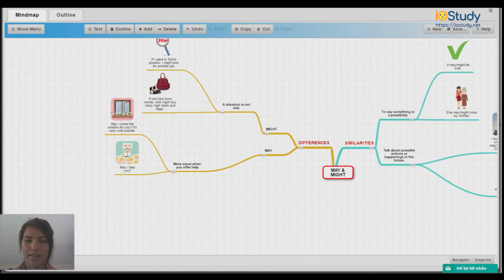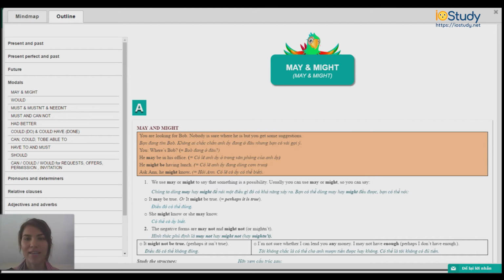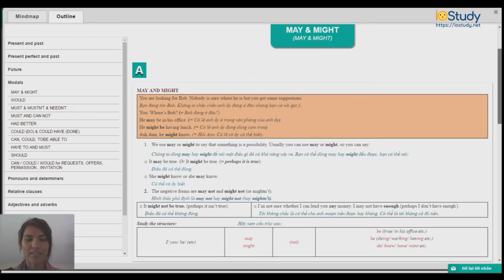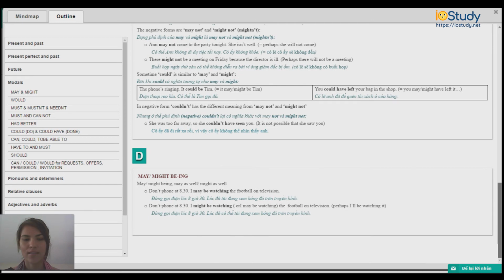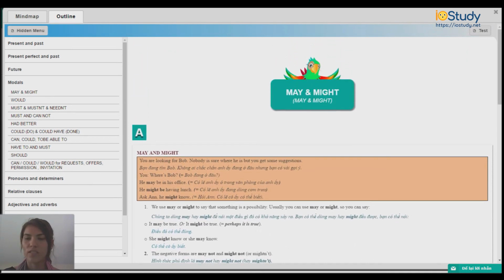Okay, so now we have your complete mind map here. Go ahead and come back to this for your reference later on. And next we move to the outline. So the outline of may and might. You can scroll through this to find a situation to consider, further explanations, and examples of sentences. So you read through this before you take the test, and once you take the test, you are going to test your knowledge of how to use may and might and how to differentiate them in a sentence.